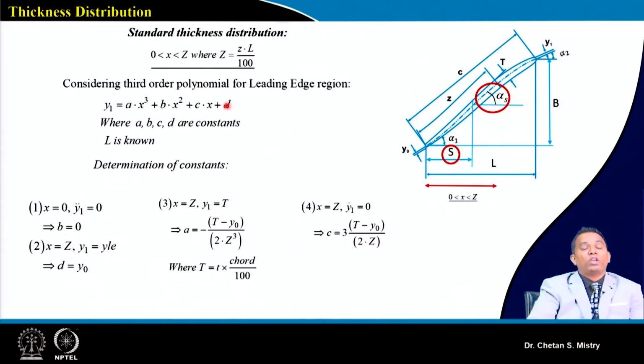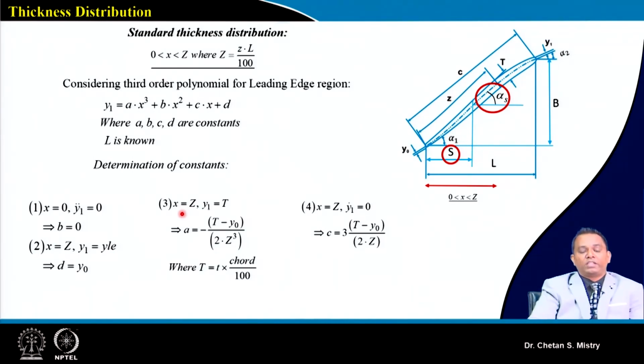And as we know, in order to solve these equations and get these constants, we need to put in different boundary conditions. So these boundary conditions are, at x equal to 0, we will put the second derivative of this equation to be 0, and that will give constant b. At x equal to z and y1, we will be putting our leading edge, and we will have d equal to y0.